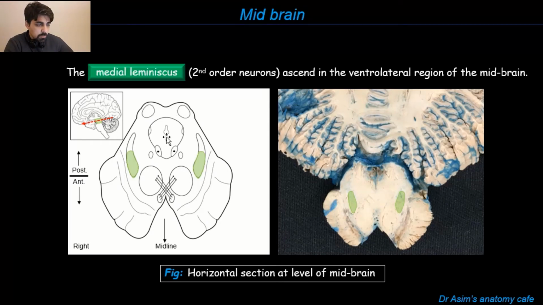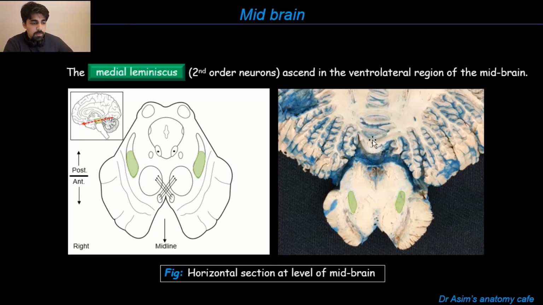Now, the region between the cerebral aqueduct and substantia nigra is known as the tegmentum, and then the region in front of the substantia nigra is the crus or the peduncle of the midbrain. Now, the medial lemniscus can be seen situated in the tegmental region of the midbrain, and it is now a much more ventrolaterally situated structure.